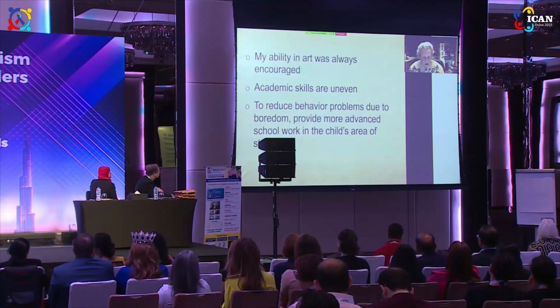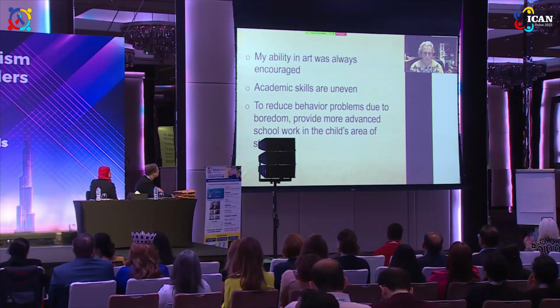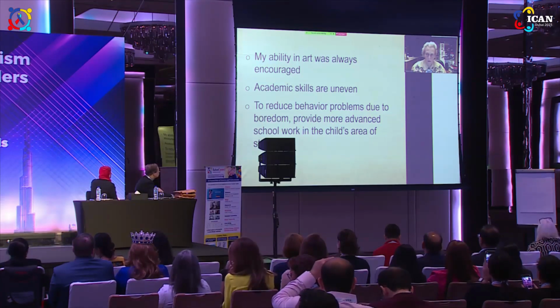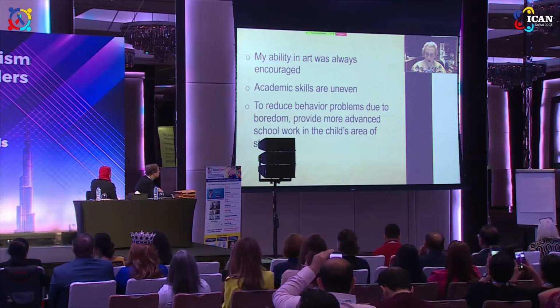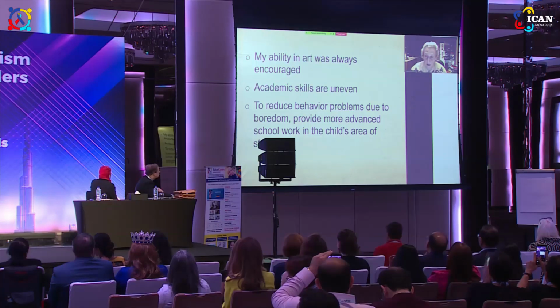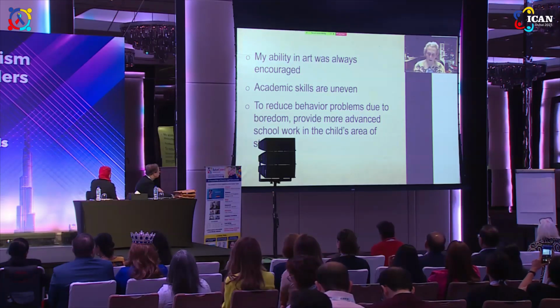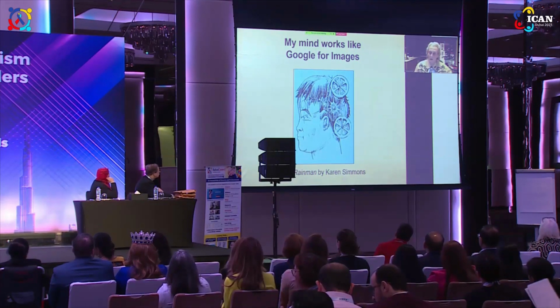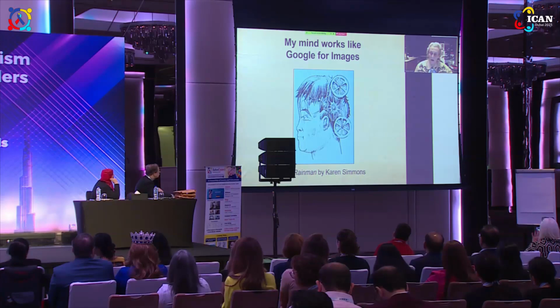The next slide just talks about the art ability being encouraged. Often we'll have uneven skills, really good at art. I was actually terrible at mathematics, but then you're going to have another autistic person that's good at math. And we'll go to the next slide where it shows that the way I think, it's videos in my head or movies in my head. I'm what's called an object visualizer.